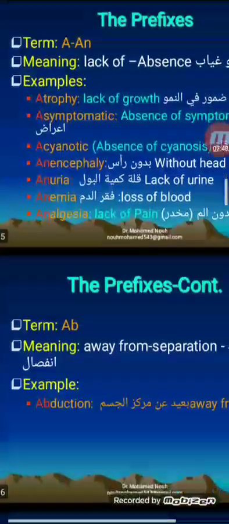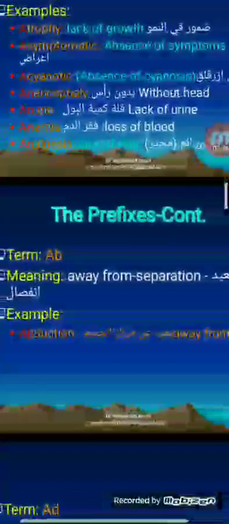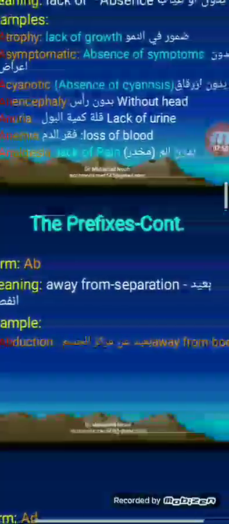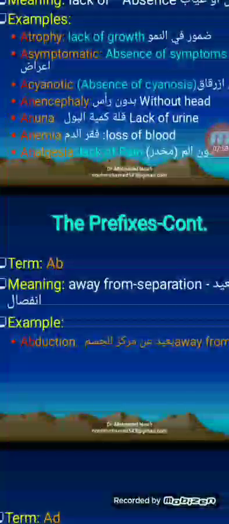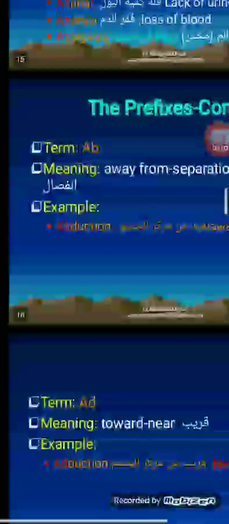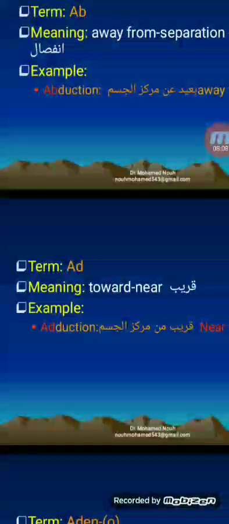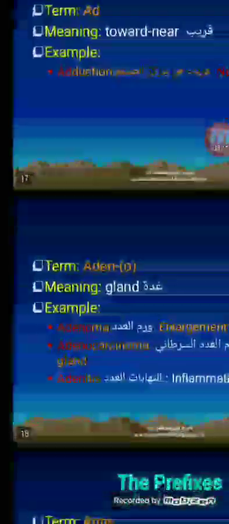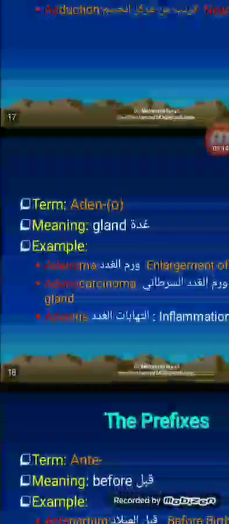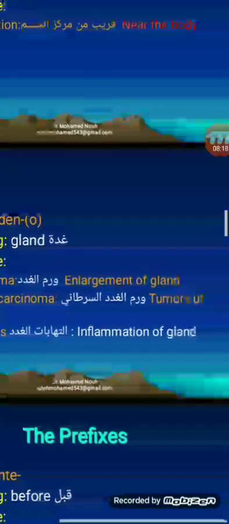The prefix ab at the beginning: abduction means away from the body, separation. Adduction means near to the body, towards the body. Abduction and adduction. The term adeno means gland. Adenoma means enlargement of a gland.